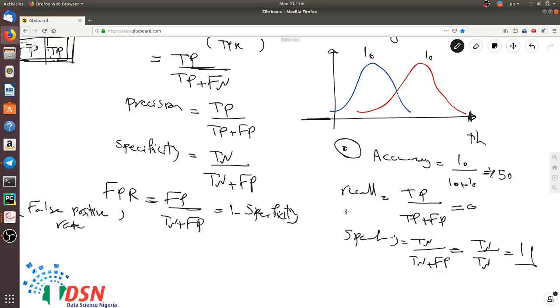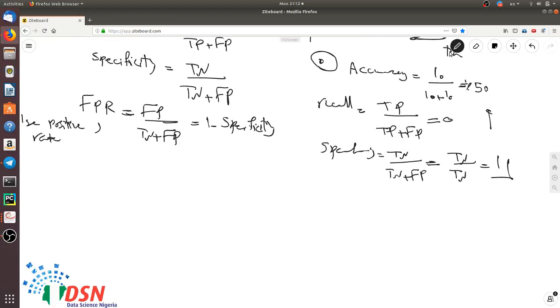So we can see that there is maybe a trade-off. We will see that shortly. If we move the threshold in this way and decrease the threshold, then the recall goes up and specificity goes down. So we can see the trade-off between these two.